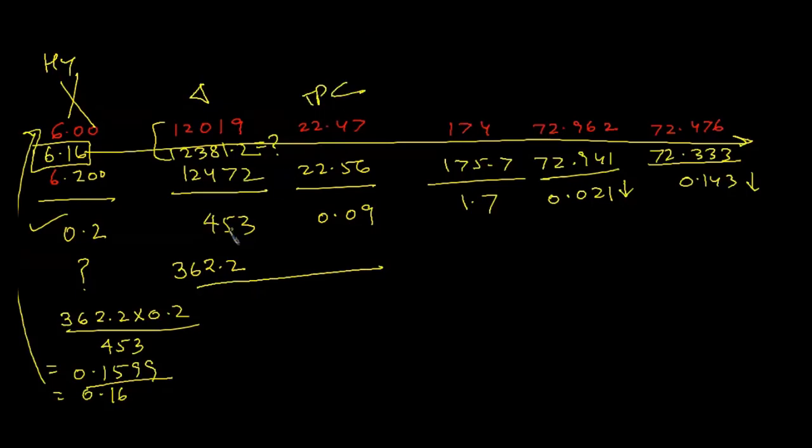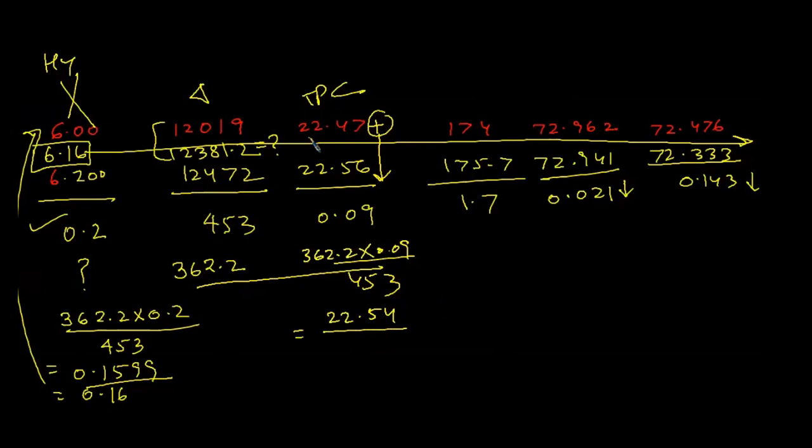Very important. So 453 is equal to 0.09. 362.2 is equal to 0.09 divided by 453. That gives 0.071. Whatever value we get, we add here because it is increasing. Plus 22.47, so we get this value 22.54. And keep it in two digits of decimal.